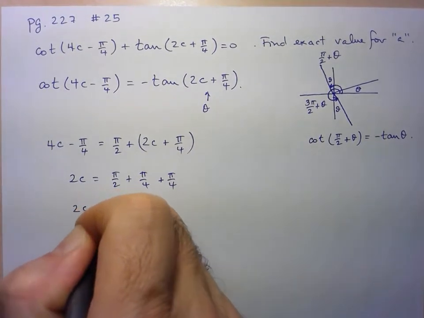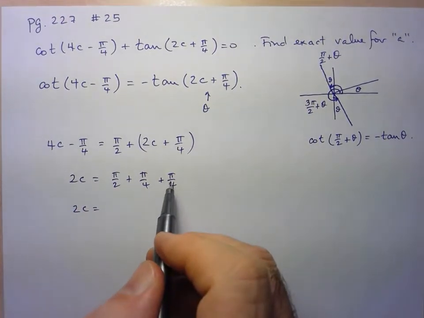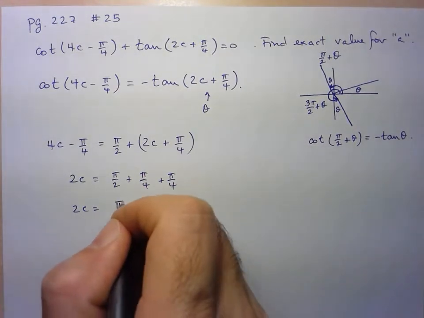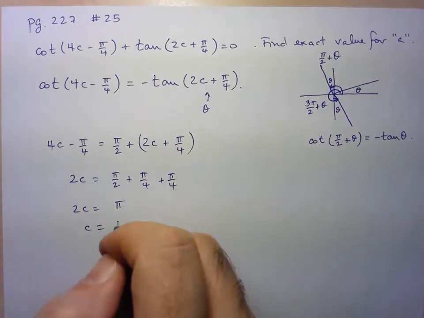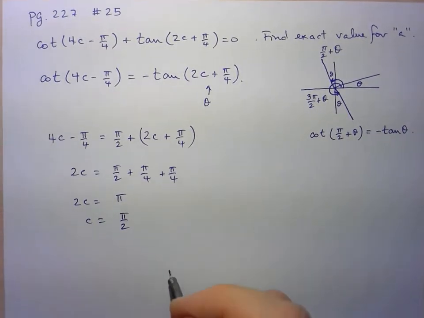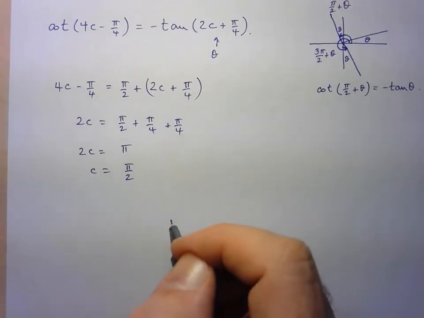So 2c equals, well, pi over 4 plus pi over 4 is pi over 2, plus another pi over 2. Hey, that's just equal to pi. So one answer would just be pi over 2. All right? So that's one possible solution for this equation.